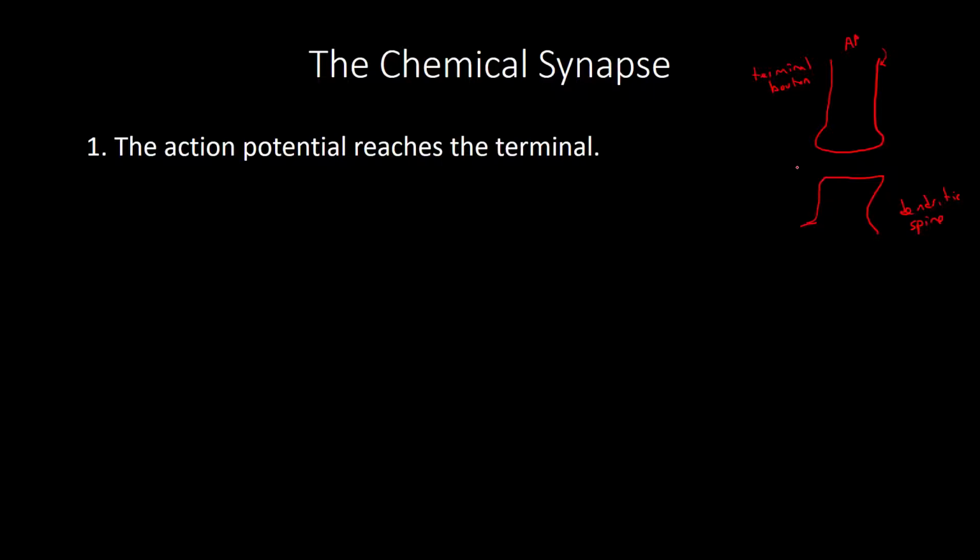cell. The cell before the connection is the presynaptic neuron, presynaptic cell. The one after is the postsynaptic cell. So somehow I have to transfer information from the presynaptic cell to the postsynaptic cell. All right, so we'll begin with the action potential reaching the terminal.